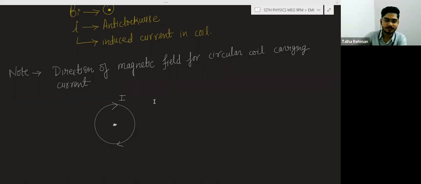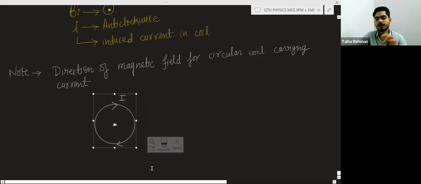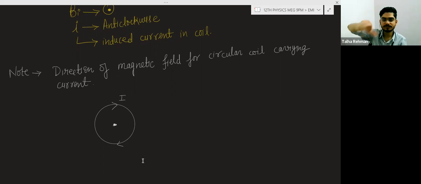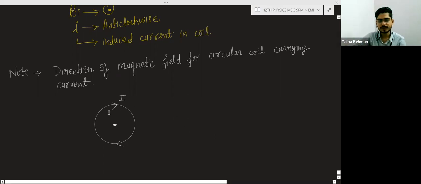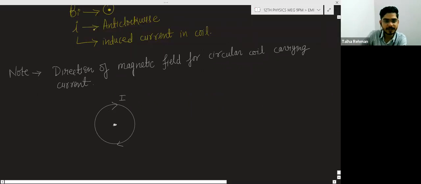Inwards. Because you will use again the modified right hand thumb rule. I have told you, I think. Okay, no problem. So curl your fingers along the sense of current. Your current is in this direction, and you will get the direction of the thumb. Then the direction of the thumb is inward. So that is why the magnetic field will be inwards here.